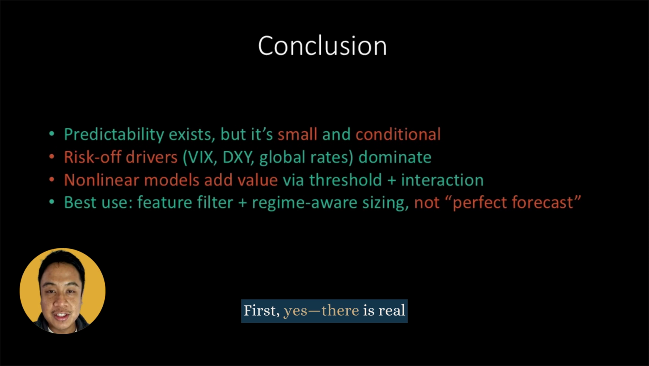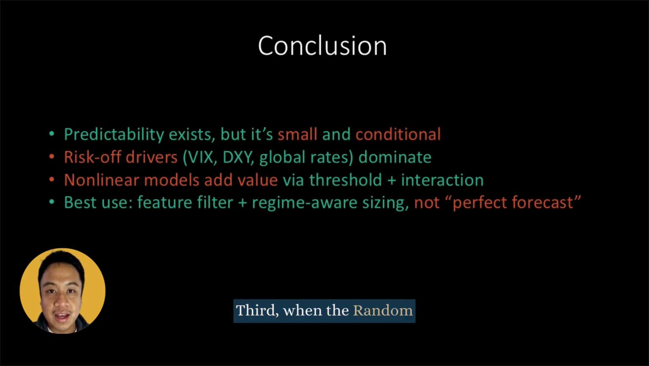First, yes, there is real predictability in the data, but it's not huge and it's not stable every day. In daily FX, most macro signals are weak in normal times and stronger only in specific environments. Second, the most consistent information is not a single variable. It's the global risk regime, risk on versus risk off. That's why stress proxies like volatility, dollar strength, and global rates keep appearing as useful drivers.